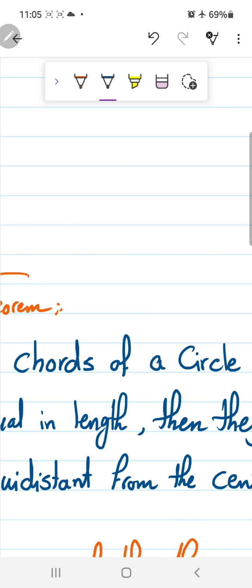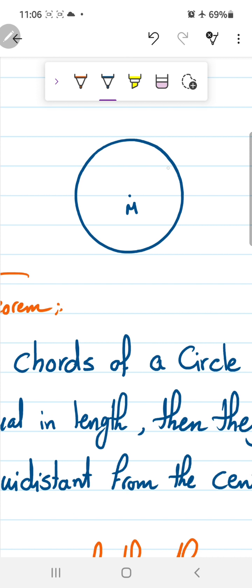Hello everyone. Our lesson today is lesson 5, which is the relation between the chords of a circle and its center. First, if we have a circle M like this, and we have chord AB and another chord CD. So we have two chords, AB and CD.